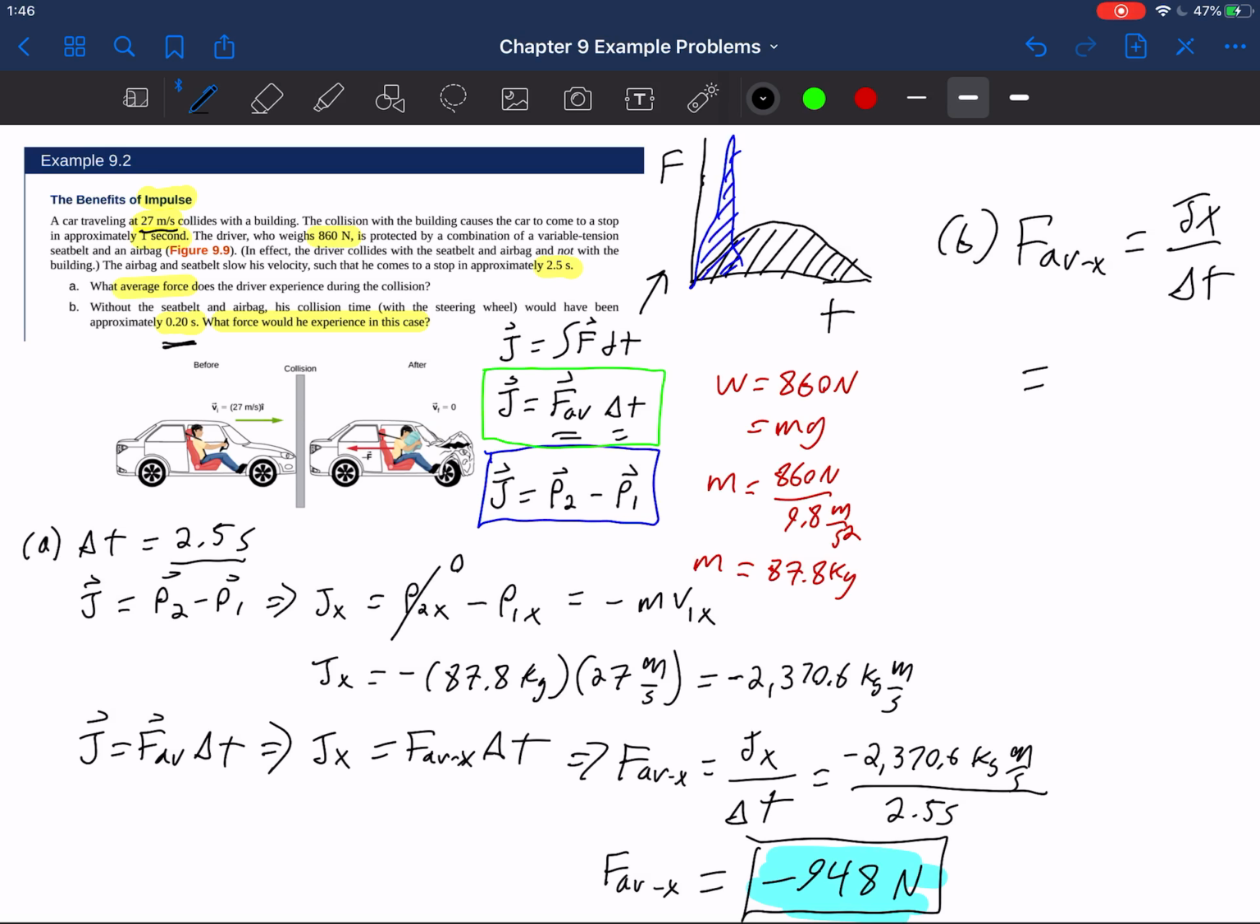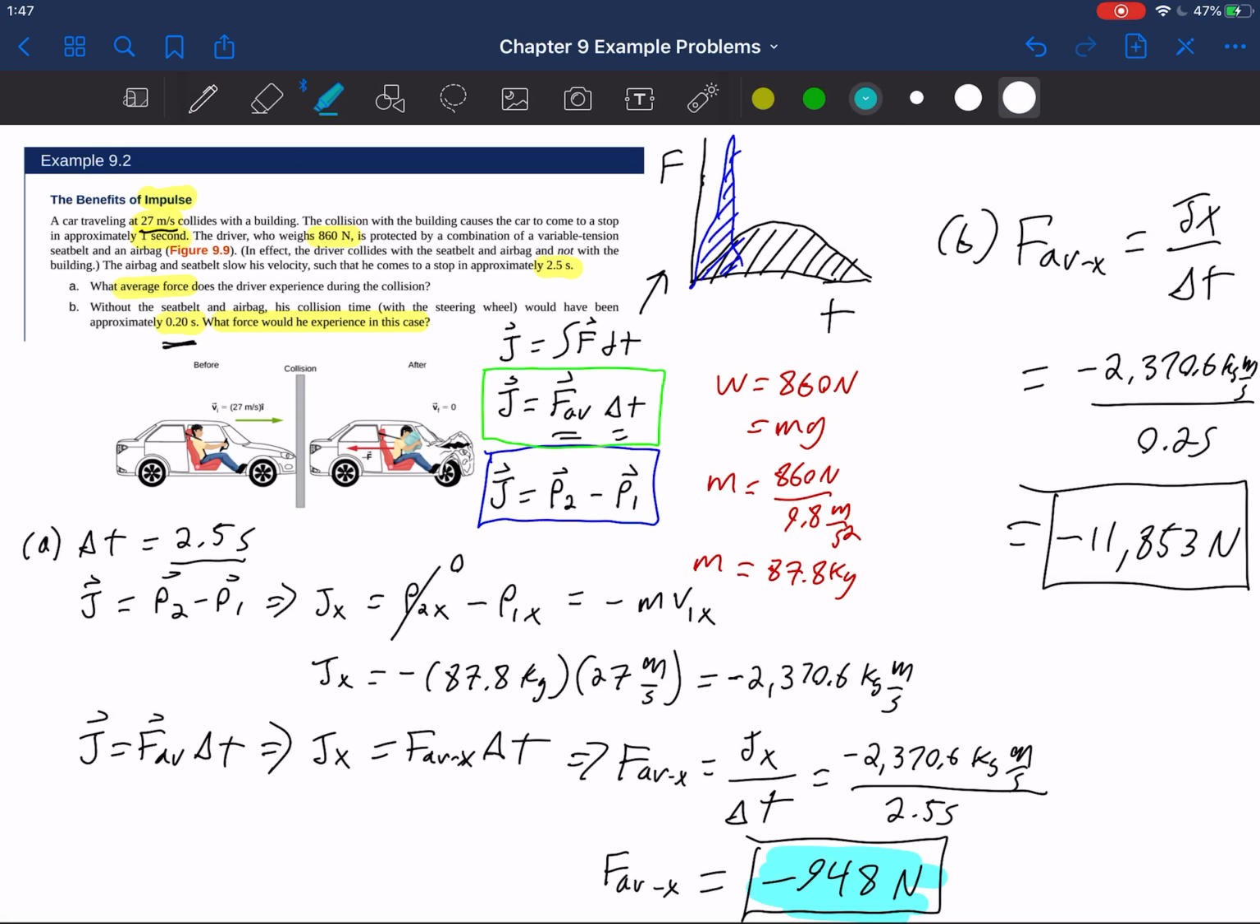So this is again equal to minus 2,370.6 kilogram meters per second. And this time I divide by 0.2 seconds. So for part B, the force ends up being minus 11,853 newtons. Okay, so that is an absolutely huge force. That's, I think, more than 13 times this person's body weight. So that's a huge force. And so basically this problem is telling us to wear our seatbelt. And let me know if you have any questions on this.